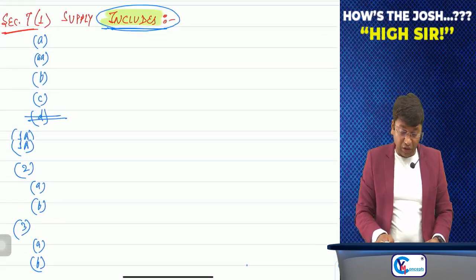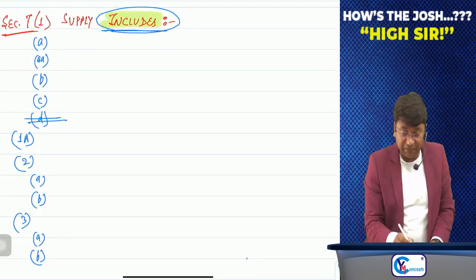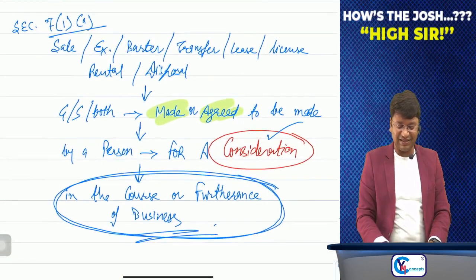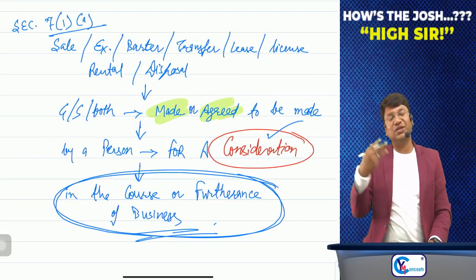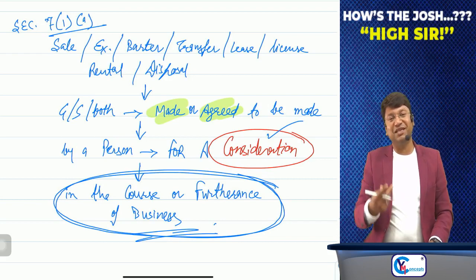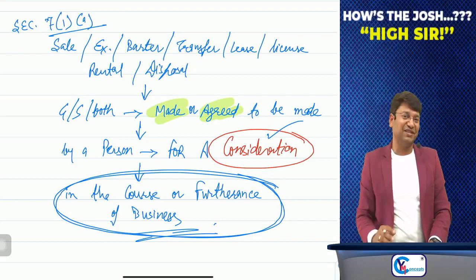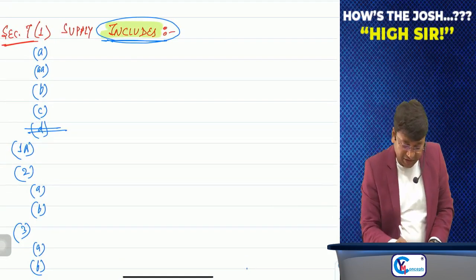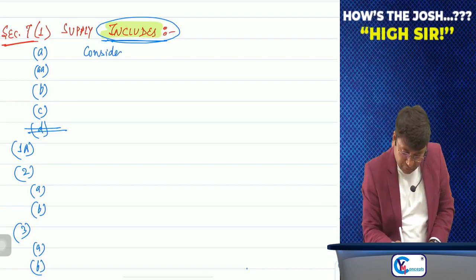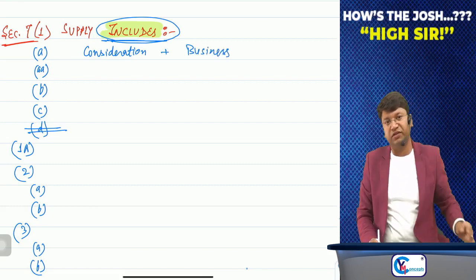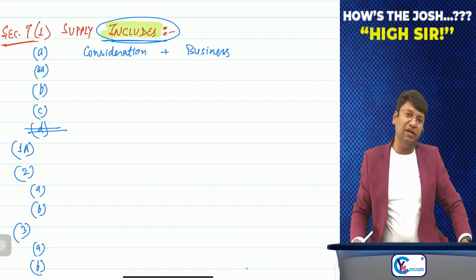The term supply includes all forms of supply such as sale, exchange, barter, transfer, lease, license, rental, or disposal of what? Goods or service or both. When such supplies are made or agreed to be made by a person for a consideration in the course or furtherance of business, then it is supply. So here in clause A, two components are very essential: consideration plus in the course or furtherance of business. Both factors should be there, then only it will be supply.